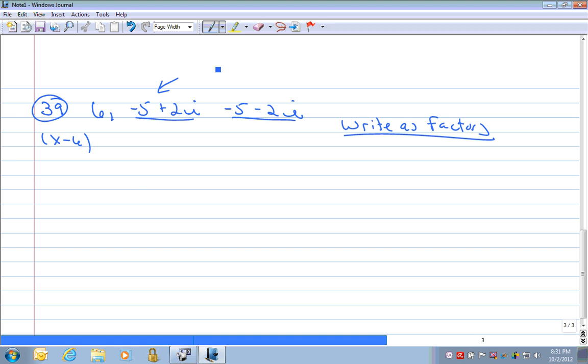So when I write this one, I would have gotten x. And because that's a negative, I would have said plus, since that's a negative 5, it would be x plus, in parentheses, negative 5 plus 2i. And then I would have had x, and that's a negative, so it would be plus, but it would be 5 minus 2i.